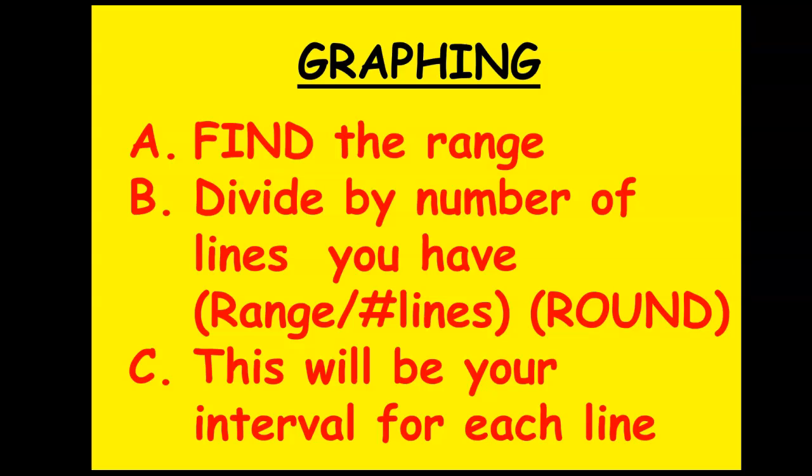So when graphing, what you do is you take your data and you find your range. You're looking at the highest value of your range of the data that you are going to graph. Then you have to count the number of lines you have on your graph, and you're going to take that maximum value and divide it by the number of lines that you have. And then you're going to round that number to a nice number, which will be the interval for each line. So I'm going to show you an example.